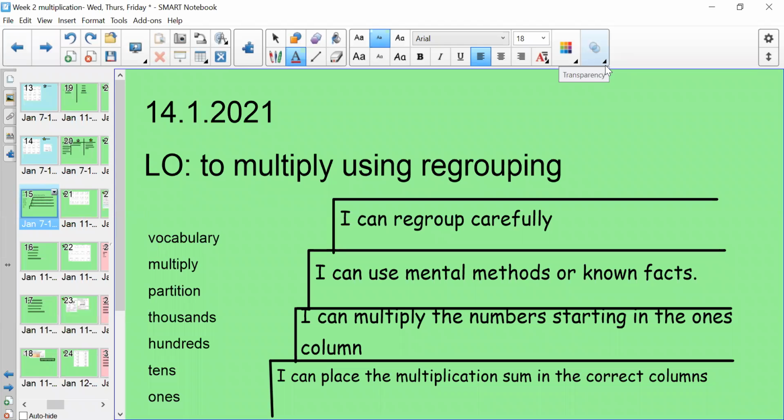Good morning, Year 4s. Today's math lesson is to multiply using regrouping. And our steps to success are: I can place the multiplication sum in the correct columns. I can multiply the numbers starting in the ones column. I can use mental methods or known facts, and I can regroup carefully. And the vocabulary is multiply, partition, thousands, hundreds, tens, and ones.